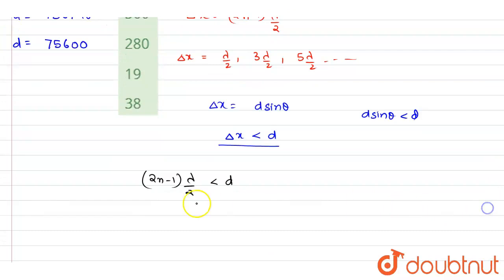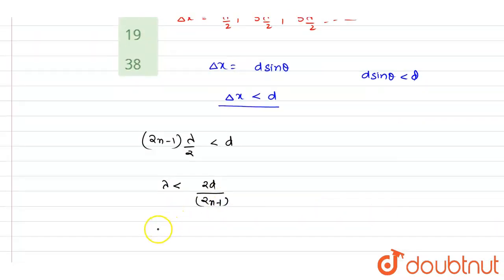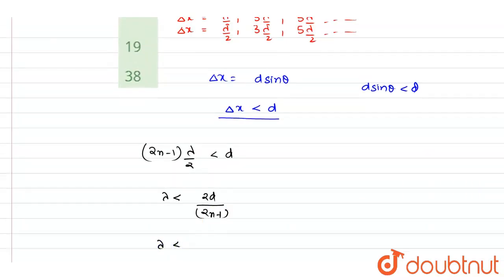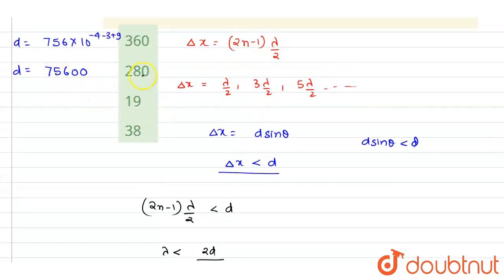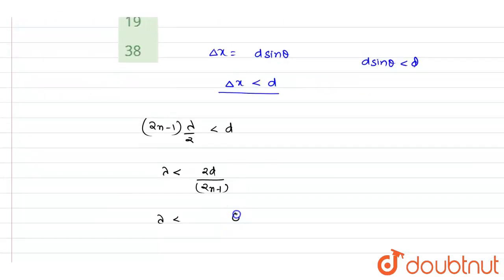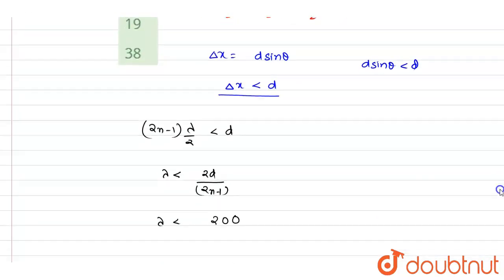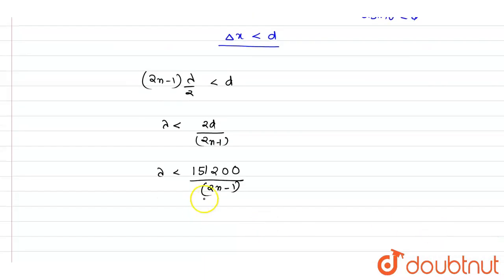Now you can put the value of d here, and lambda should be equal to 2d by 2n minus 1. If you multiply this with 2, it is 75600 into 2, which is 151200. Now you can put the value of n and get the maximum value of n.